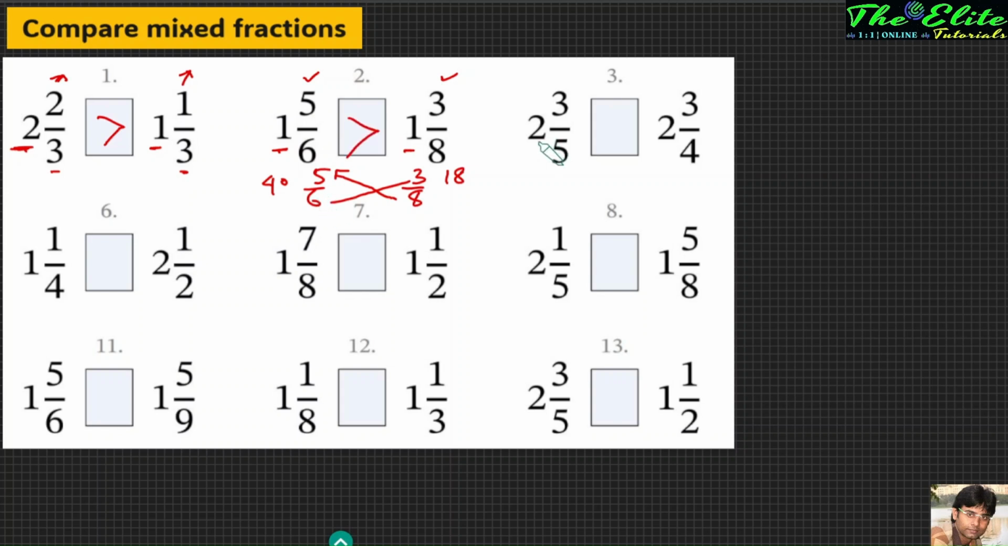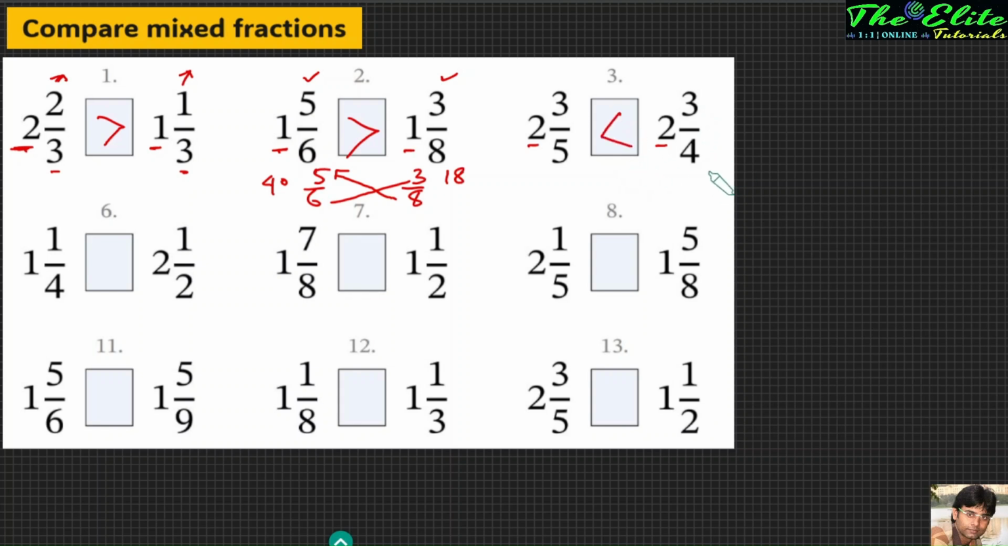Very easy. Here also you can see that 2 is here, 2 is here. We will ignore this and we will compare this 3 over 5 and 3 over 4. Now 3 is a number which is divided by a greater number, and 3 is a number which is divided by a smaller number. So which is greater? A number which is divided by a smaller number is greater. So it is very easy, isn't it?